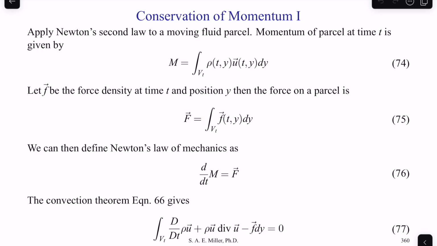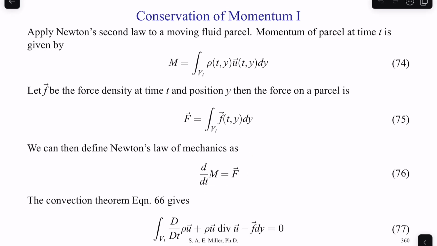So once again, capital M is the momentum of the fluid parcel, and capital F vector is the force on the fluid parcel. We can then define Newton's law of mechanics as the time rate of change of the momentum is equal, of course, to the force on the fluid parcel. So this is where we're applying Newton's law.